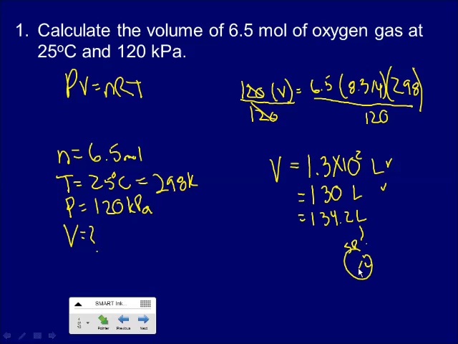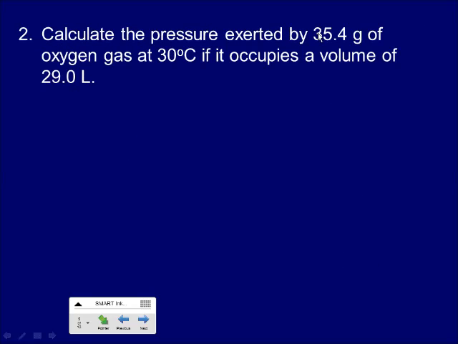This would be okay, but I'd give you a good old significant digits, question mark, minus a half or minus 1, something like that. Calculate the pressure exerted by 35.4 grams of oxygen gas at 30 degrees Celsius if it occupies 29 liters. Right off the top, you'll notice I give you a piece of information that isn't in PV equals nRT. I have 35.4 grams of O2. What do I need to turn that into? Moles. And what do I use to turn my mass to moles?